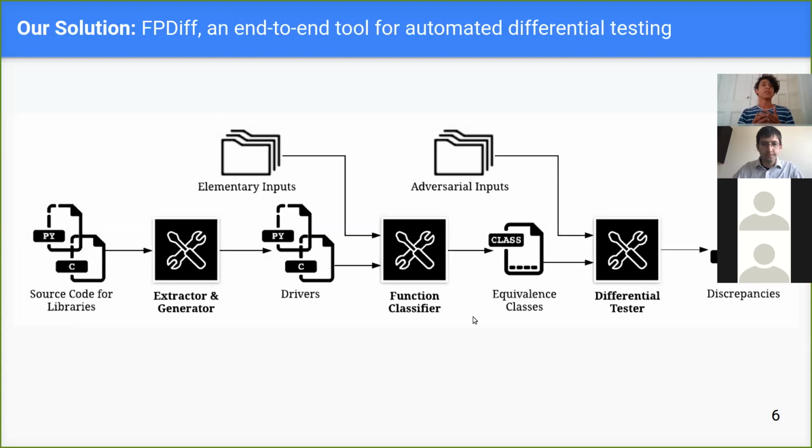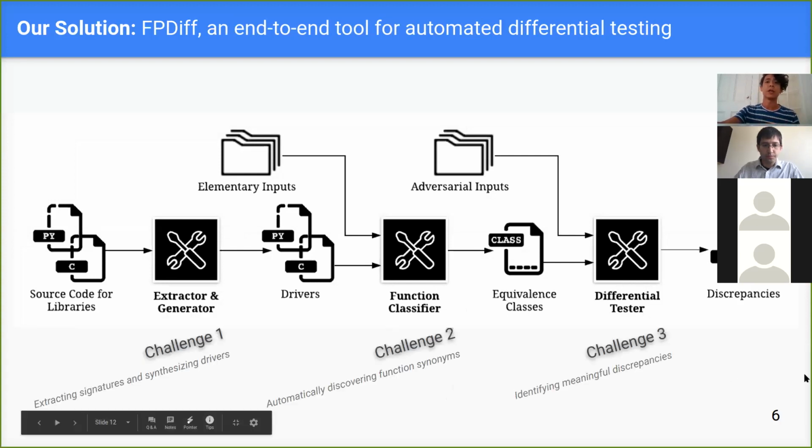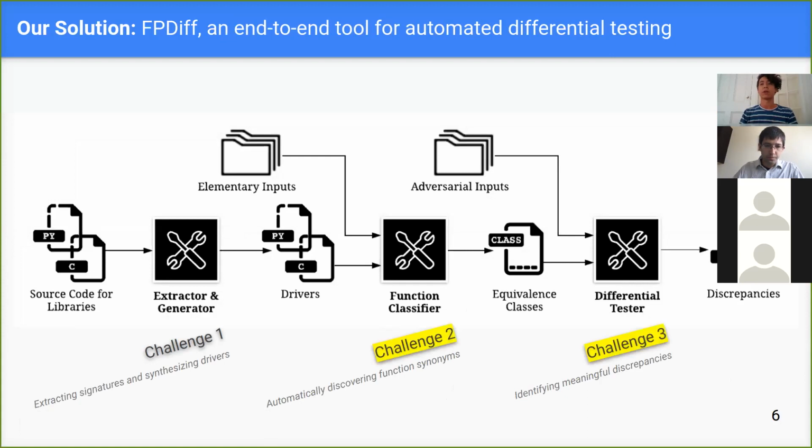Here we see our solution to this problem. This is FPDiff. It is an end-to-end tool for automated differential testing of numerical libraries, and it takes in the source code for the libraries being tested, puts it through these 3 components that we see depicted, and ultimately generates a set of discrepancies. These 3 components address those 3 challenges outlined on the previous slide. Today's talk is going to focus on challenges 2 and 3. Challenge 1 is dealt with in our paper, which there will be a link to at the end.